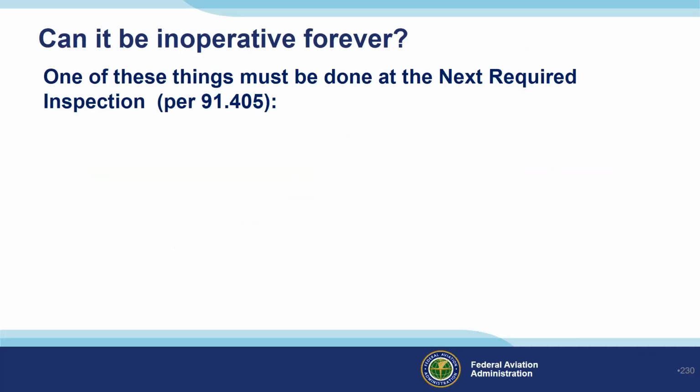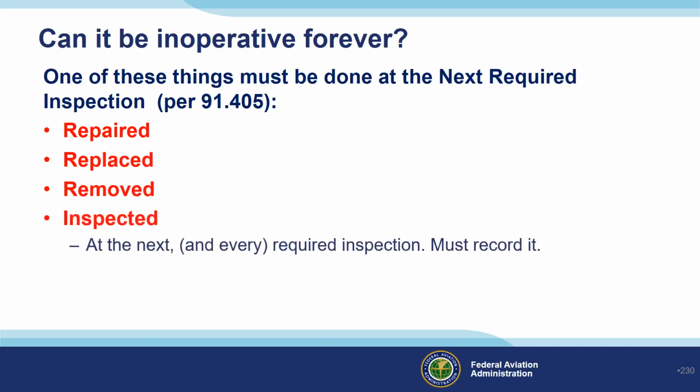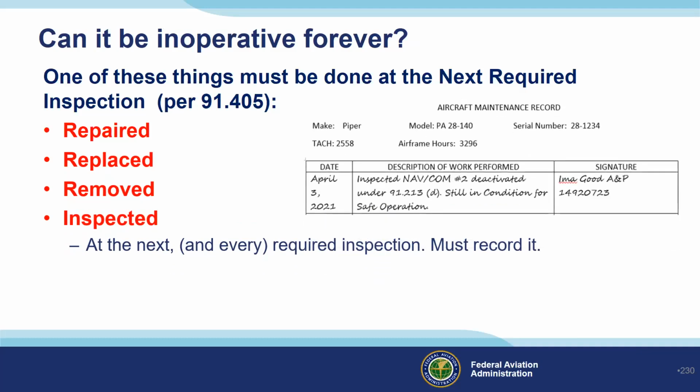Can it be inoperative forever? One of these four things must be done at the next required inspection. Remember? Repaired, replaced, removed, or inspected at the next and every required inspection thereafter. And those inspections have to be recorded. Here's an example of how you would record that inspection.